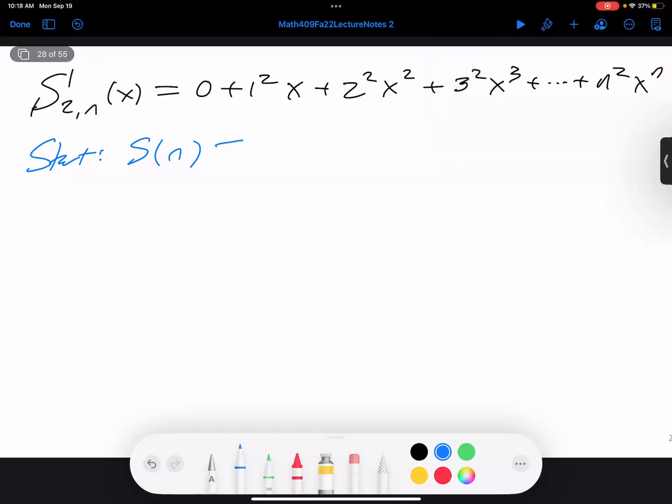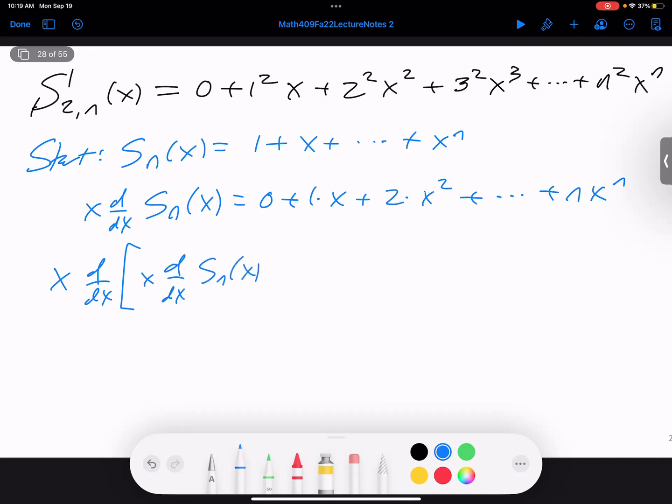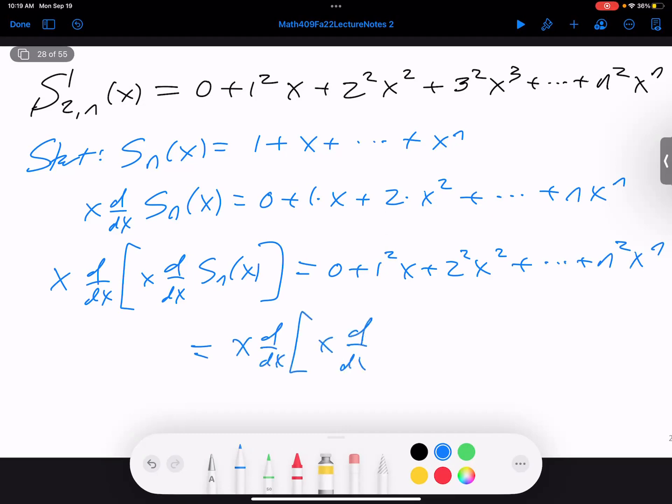So now we have Sn, which I think we rewrote as maybe Sn of x was 1 plus x plus dot dot dot plus x to the n. Then we did x d by dx of Sn, which was 0 plus 1 times x plus 2 times x squared plus dot dot dot plus n times x to the n. What should we do now? Do it again. So do x d by dx of x d by dx of Sn of x. And this is going to then be 0 plus 1 squared x plus 2 squared x squared plus dot dot dot plus n squared x to the n. And this will be x d by dx of x d by dx of 1 minus x to the n plus 1 over 1 minus x.